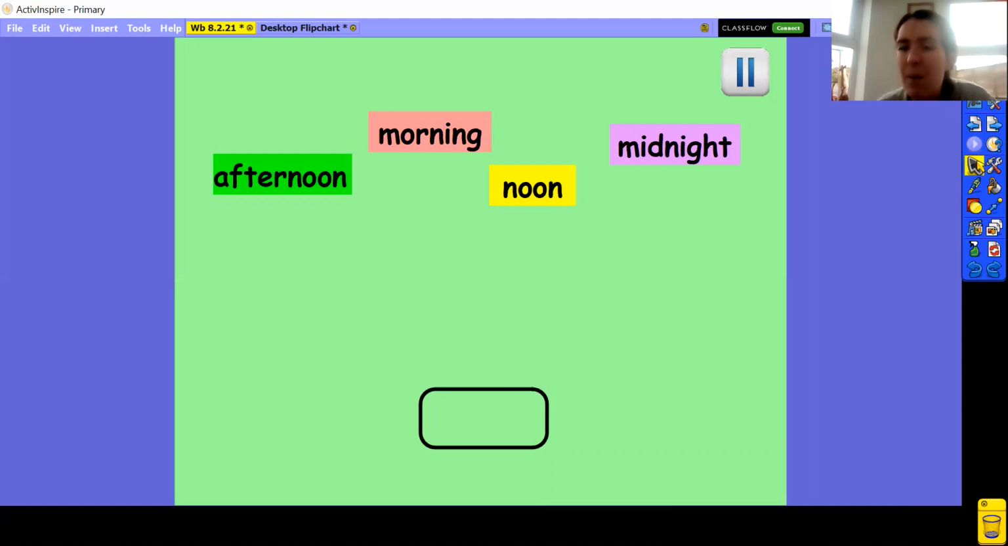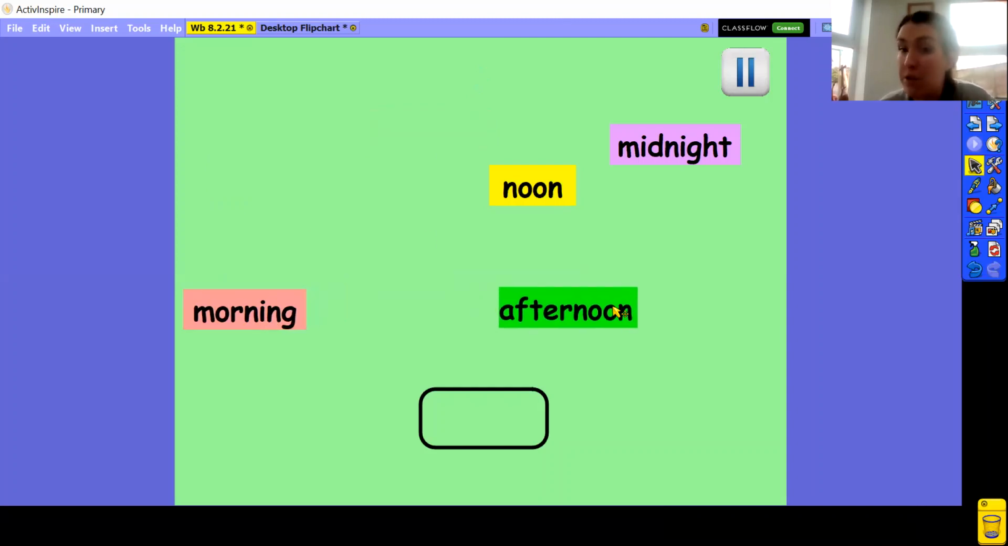Okay, so if we're thinking about putting them in order, if we start from when you wake up in the morning, first of all. So when you wake up in the morning, it's going to be morning. And then you know that later on, you have afternoon. Well, in between morning and afternoon, there is what we call noon. Now, noon is the time that we call 12 o'clock in the afternoon or lunchtime, 12 p.m. So we've got morning, noon and afternoon.